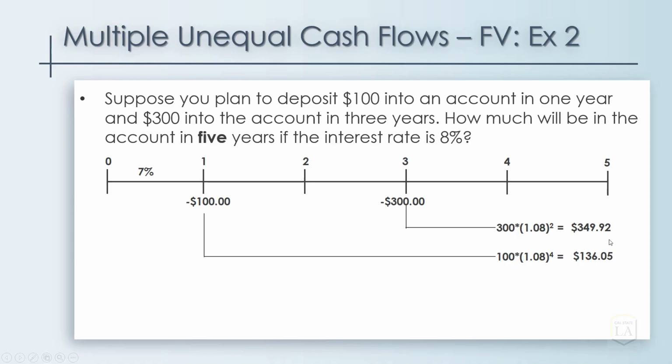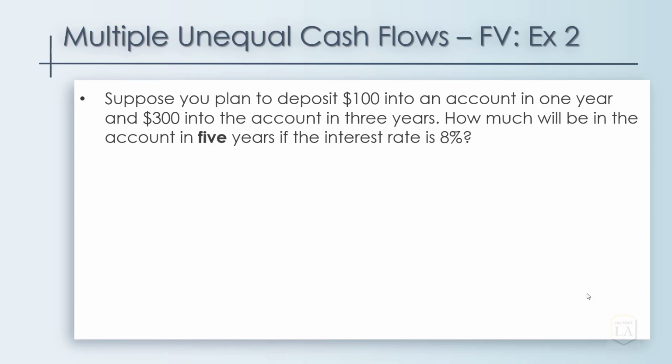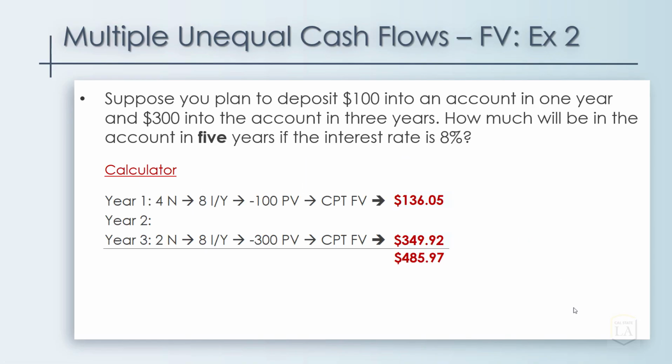You just punch that into the original formula, and it means that by the end of the 5th year, this will grow to be 349.92. So you have these separate future value amounts added together, and that would be equal to 485.97. And of course, you can do the same thing on your calculator, which will result in the same value.